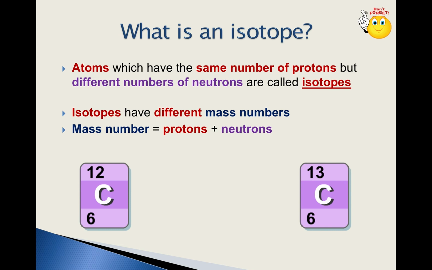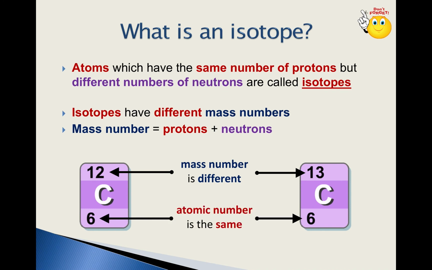These are two examples of isotopes, carbon-12 on the left and carbon-13 on the right. We can see that the number of protons is the same, hence the element must always be the same as well. The mass number, the top number, is different, and thereby it has a different number of neutrons. Carbon on the left, which is carbon-12, has 6 protons and 6 neutrons. Carbon on the right has 6 protons and 7 neutrons.